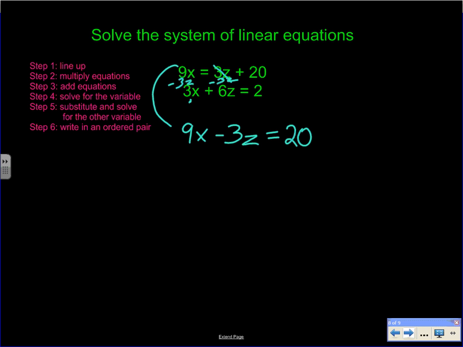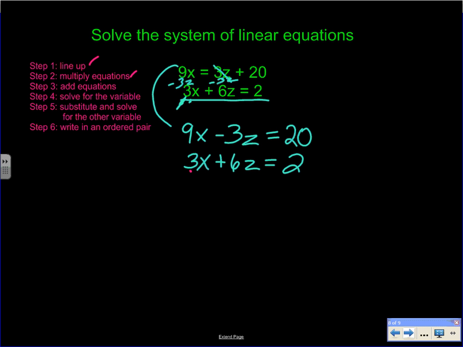Go ahead and bring down that second equation. Bring down this equation here. 3x plus 6z is equal to 2. And what's the next step? We have them lined up. Next step is to multiply the equations.